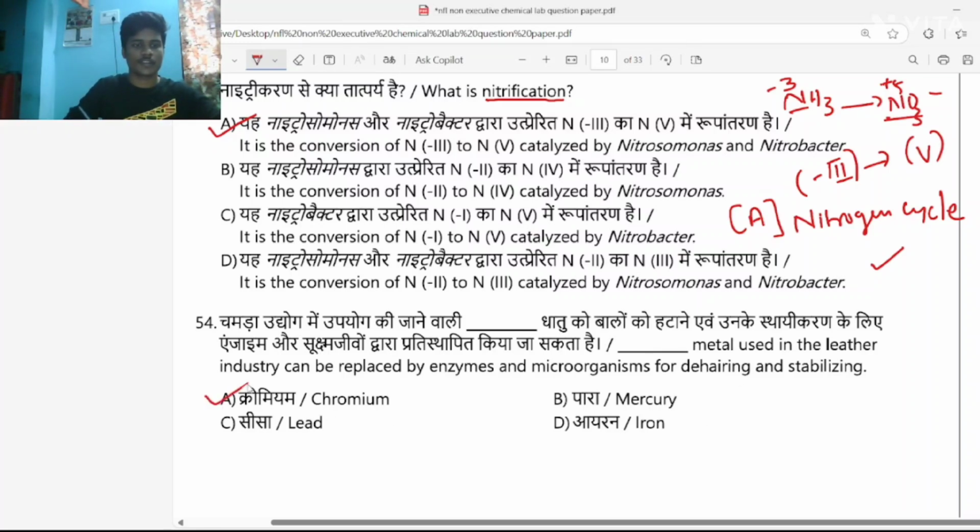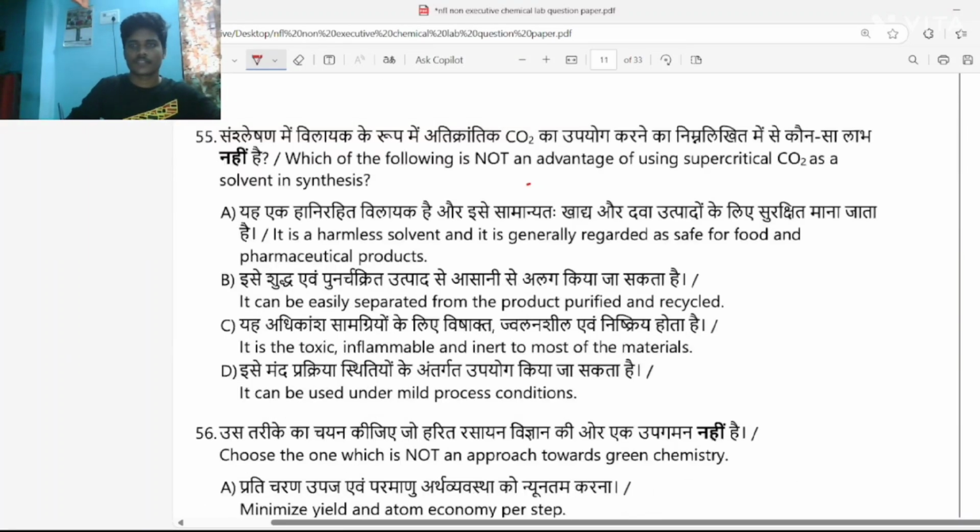Next, question number 55: which of the following is not an advantage of using supercritical CO2 as a solvent in synthesis? What is supercritical CO2? It is CO2 that has properties of both a gas and a liquid. That is supercritical CO2. Here it is asking for what is not an advantage, which is nothing but a disadvantage.